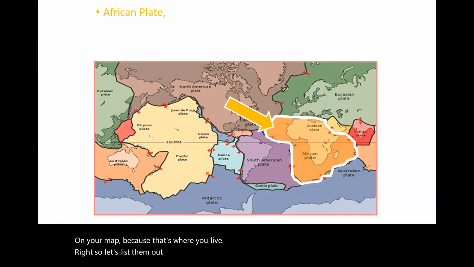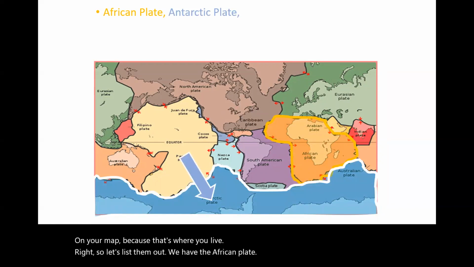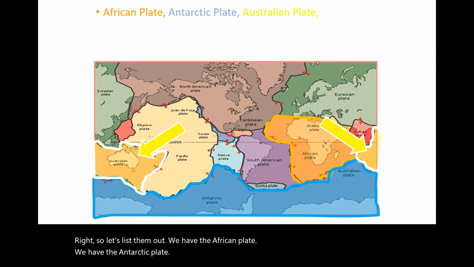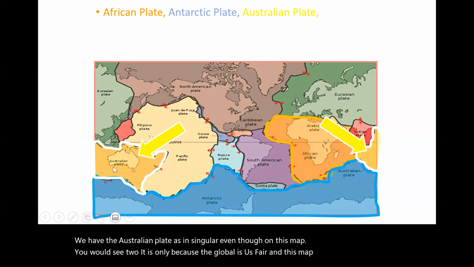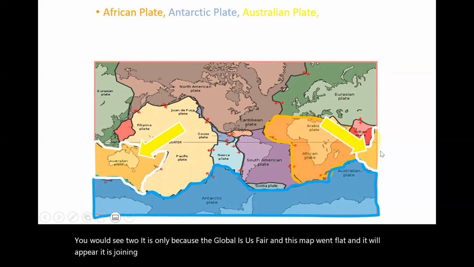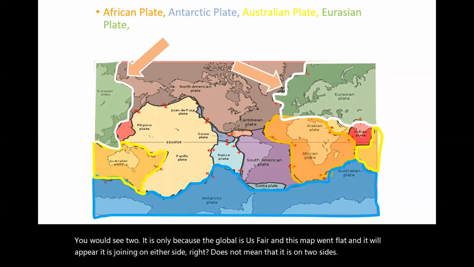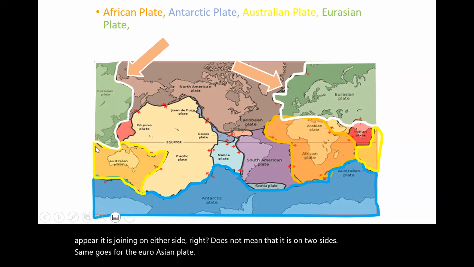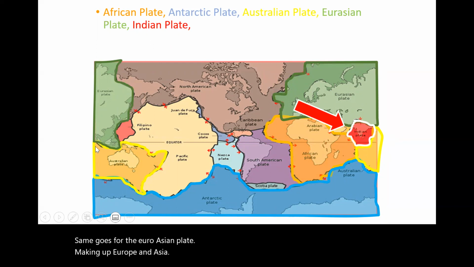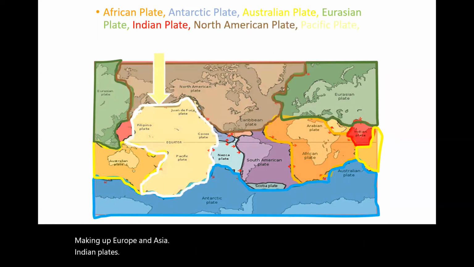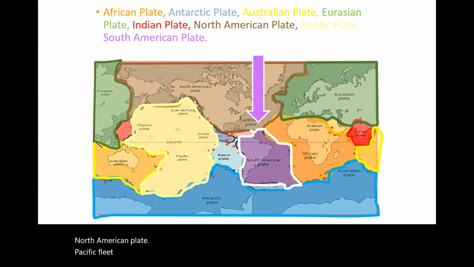We have the African plate. We have the Antarctic plate. We have the Australian plate, as in singular, even though on this map you would see 2. It is only because the globe is a sphere, and this map, when flattened, will appear to be joining on either side, right? It does not mean that it is on 2 sides. Same goes for the Eurasian plate, making up Europe and Asia. Indian plate, North American plate, Pacific plate, South American plate.